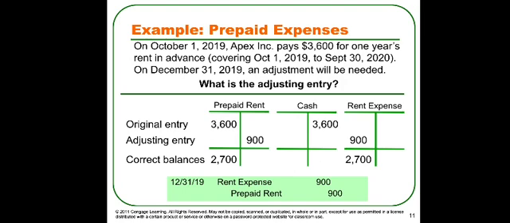Debit rent expense 900. At the same time, you have to reduce the prepaid expense, the prepaid rent. When you pay the rent, you have prepaid rent of 3,600. At the end of the year, 900 has become an expense, so you have to credit the account prepaid rent 900. So debit rent expense 900, credit prepaid rent 900.